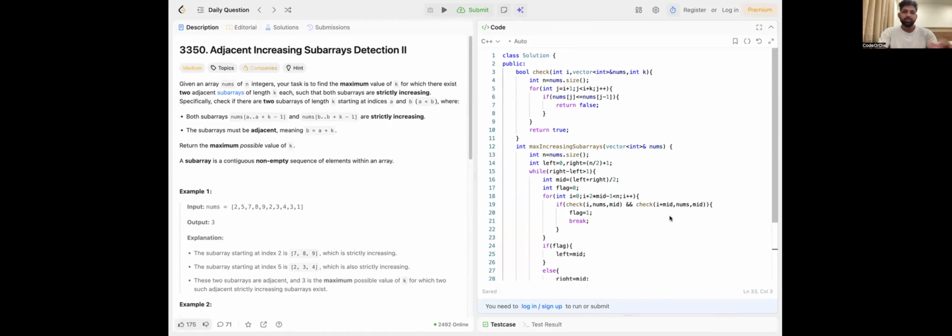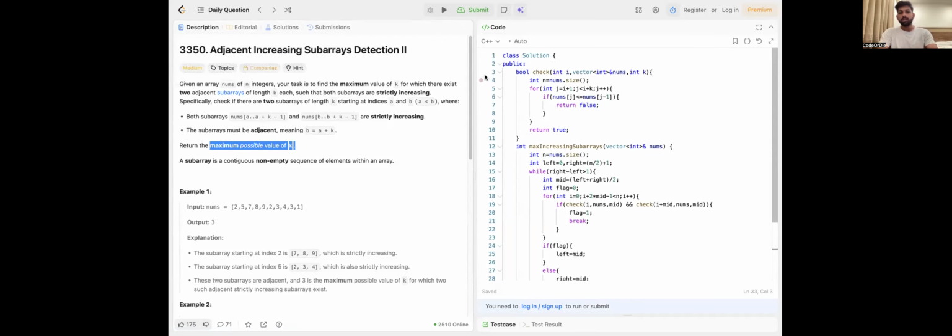Hello everyone. So today we are going to discuss problem 3350 of Leetcode. And if you have solved the problem that was given by Leetcode yesterday, then this is almost the same problem. The difference is that you have to find the maximum possible value of k for which you have two adjacent subarrays, adjacent increasing subarrays to be more precise.